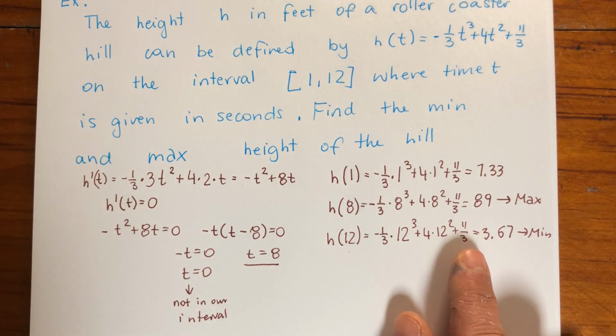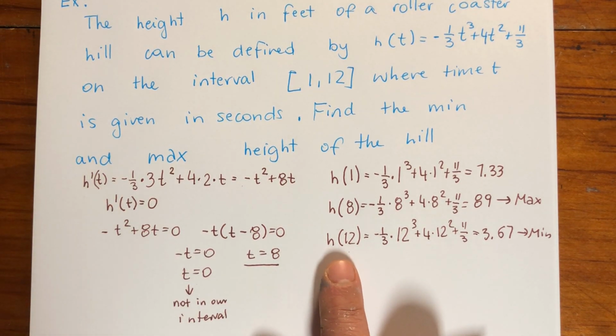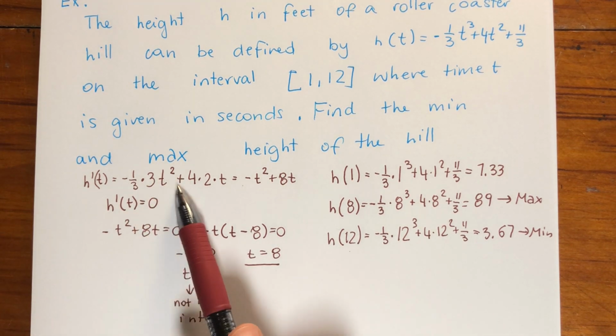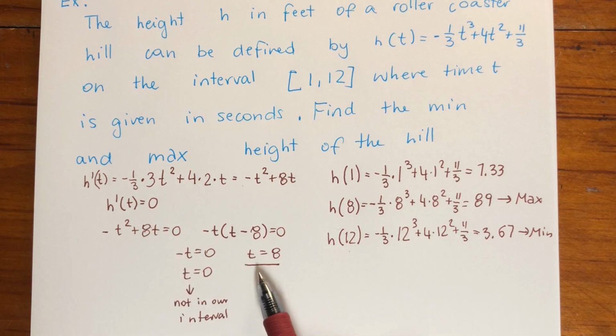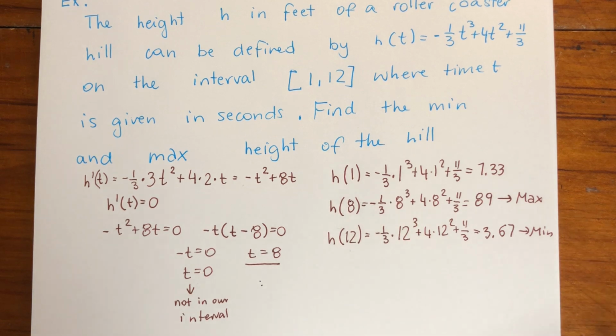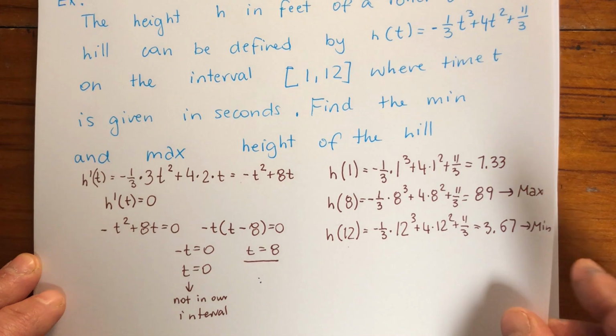What was the height in? The height was in feet. And the minimum will be right here at t is equal to 12, and it will be about 3.67. So that is the extreme value theorem. And again, find the derivative, make it equal to 0, test the value or plug it in into the function, also plug in the endpoints, and then decide which one is the minimum value, which one is the maximum value.